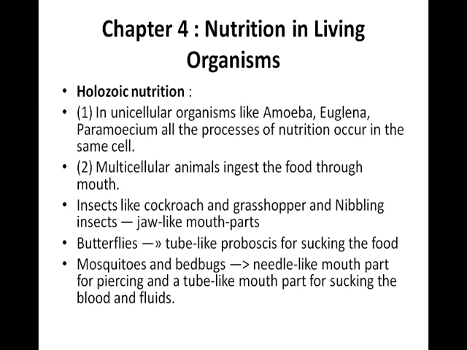Insects like cockroach, grasshopper and nibbling insects have jaw-like mouth parts. These insects might not have a properly differentiated mouth, but they have jaws, and with the jaw part they swallow their food. Butterflies have a tube-like proboscis for sucking the food.